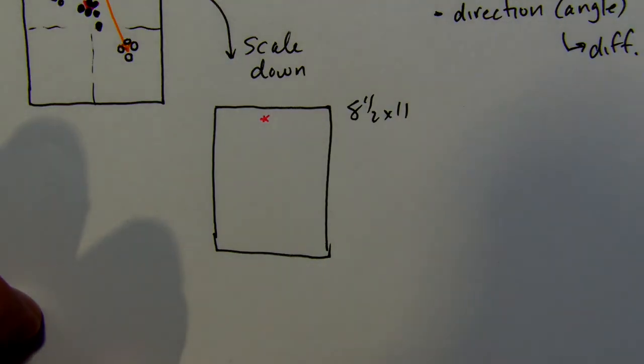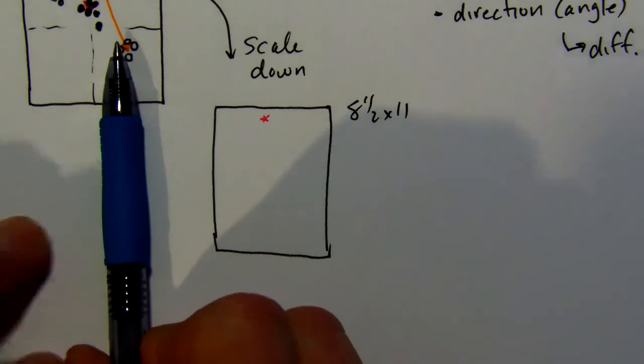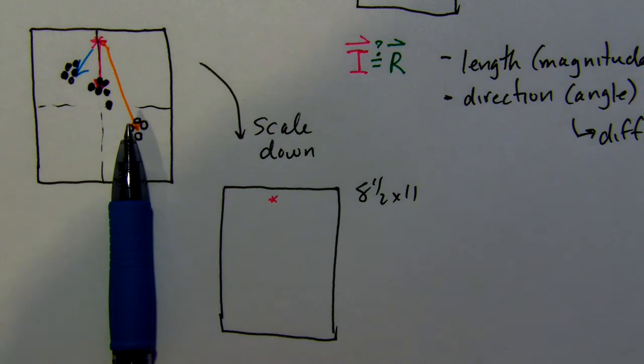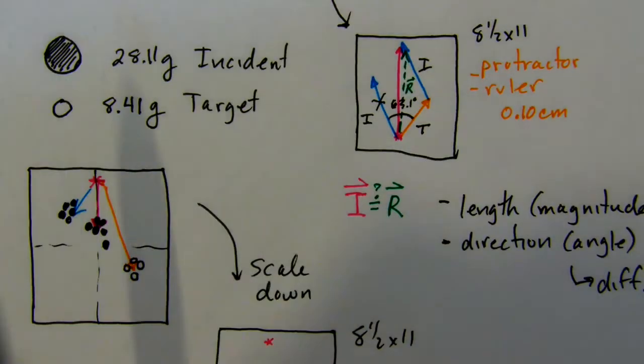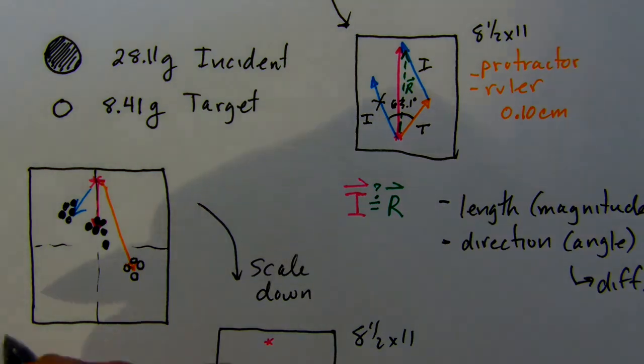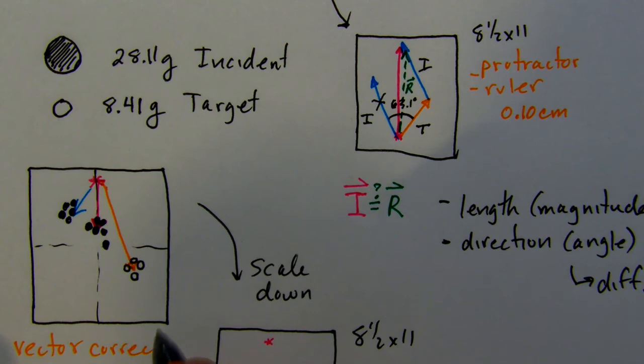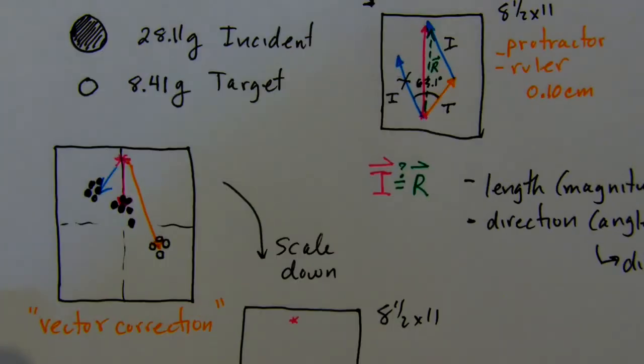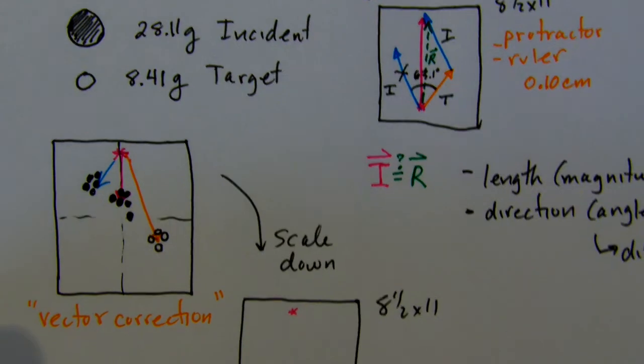Well, let's talk about this guy right here. This incident vector actually has to be corrected. It has to be adjusted, if you will, because the masses up here are not the same. The masses are very different. And so what we have to do is correct that vector. We have what's called a vector correction, and we have to basically scale that vector to reflect those masses. But it's actually very easy.